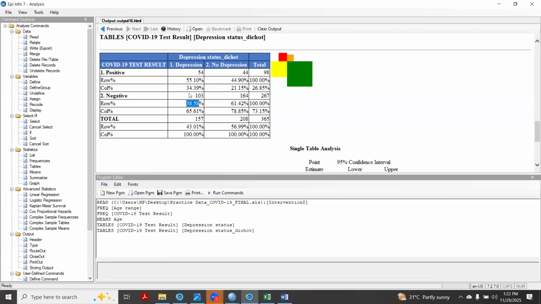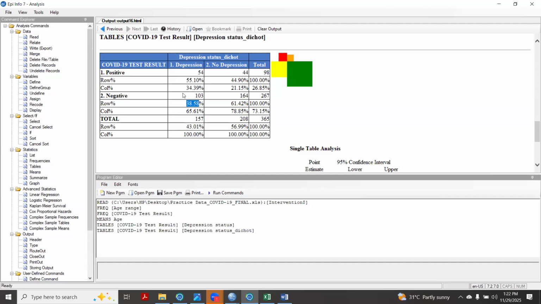There's a difference of what? 16.52% higher depression state in those that tested positive for COVID-19 compared to those that tested negative. Now, this difference of 16.52, is it large enough to cause a significant difference? That is what the chi-square is going to tell us.